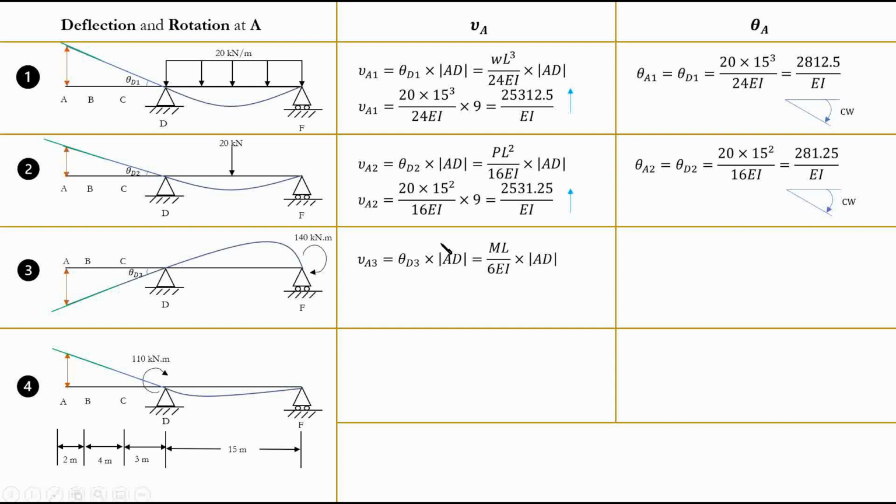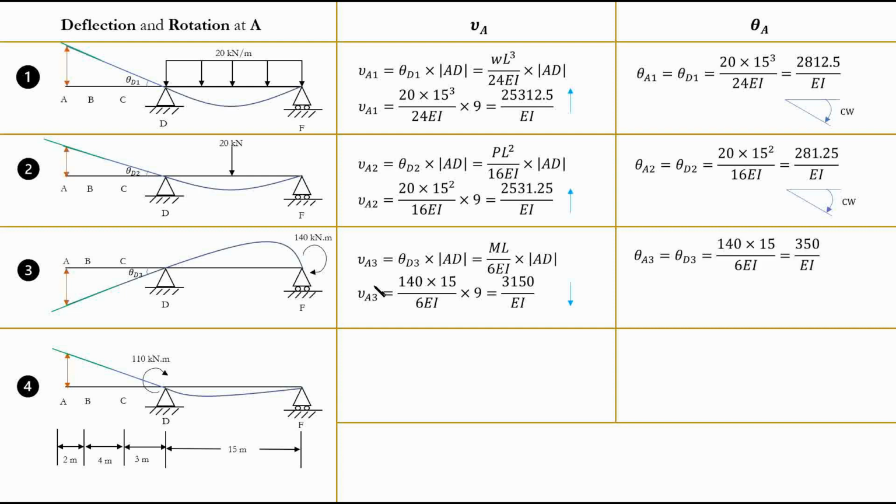Again, just forget about the sign, right? And we just plug in the values. We have 140 kilonewton meter, which is our moment here, times the length divided by 6EI, multiplied by the length of AD, which is going to be this value, and it is downward, right? As we can see, this is a downward deflection.